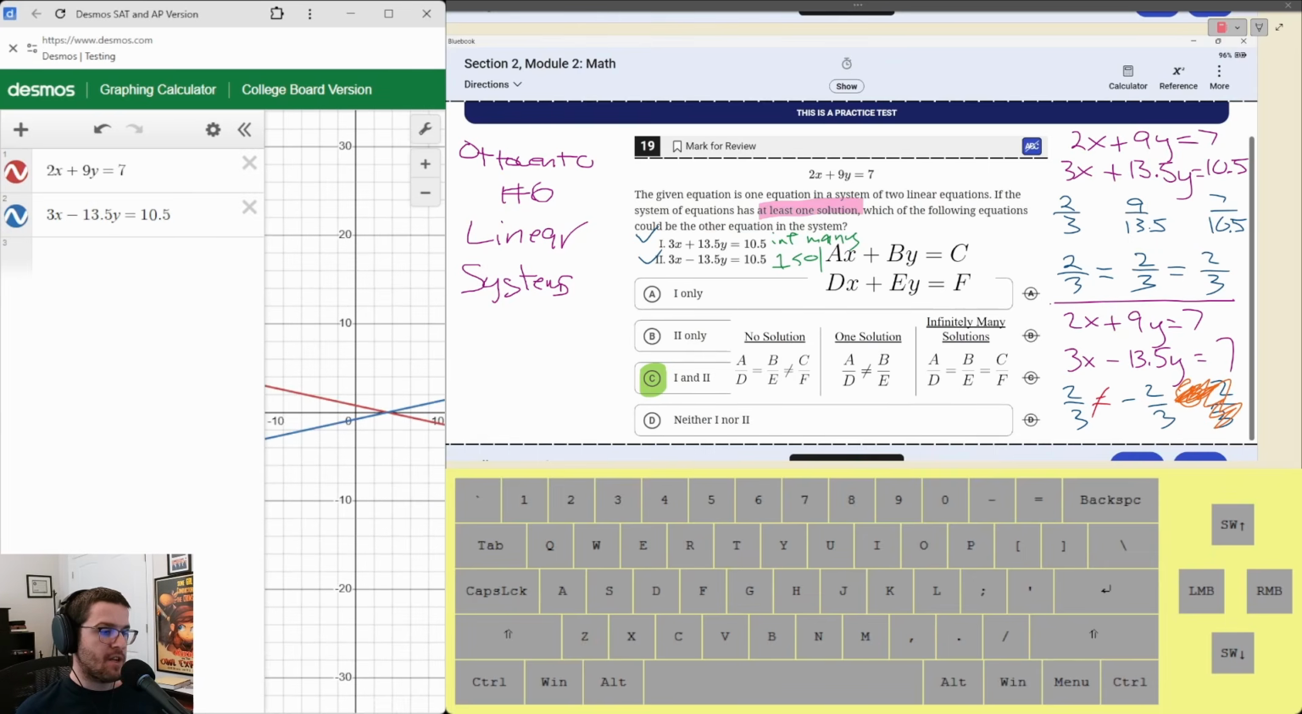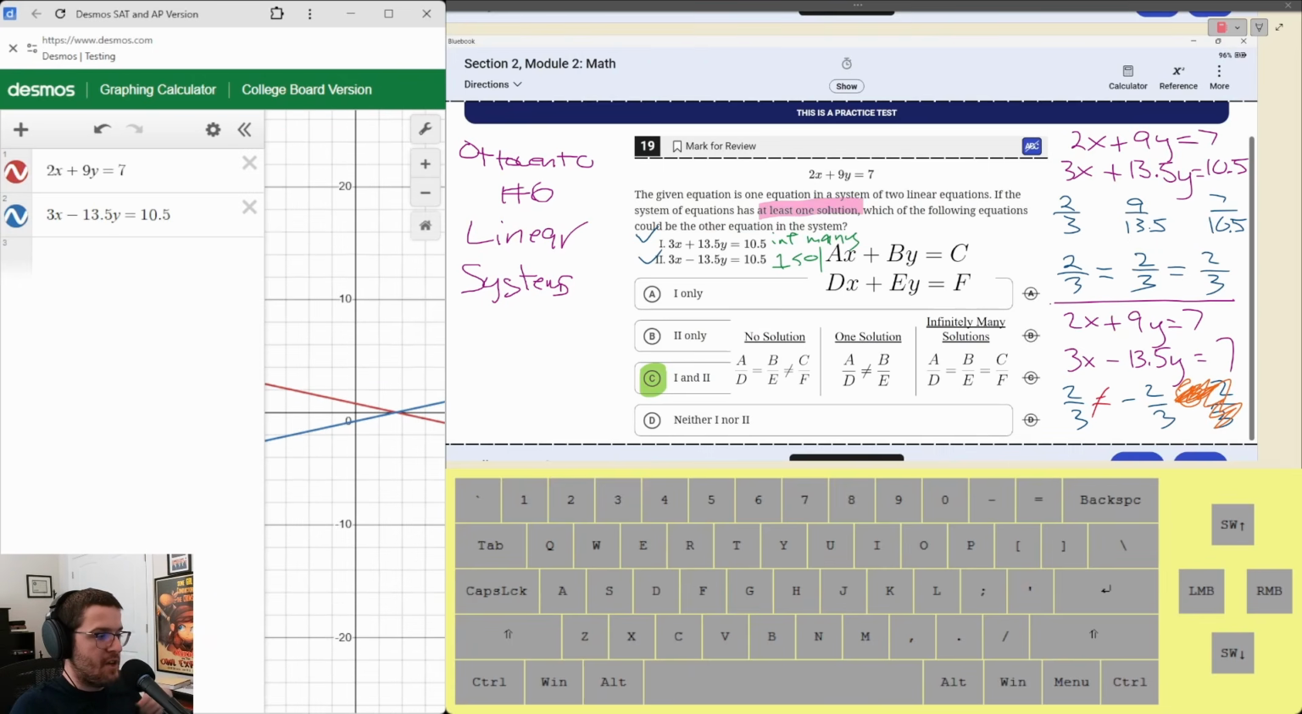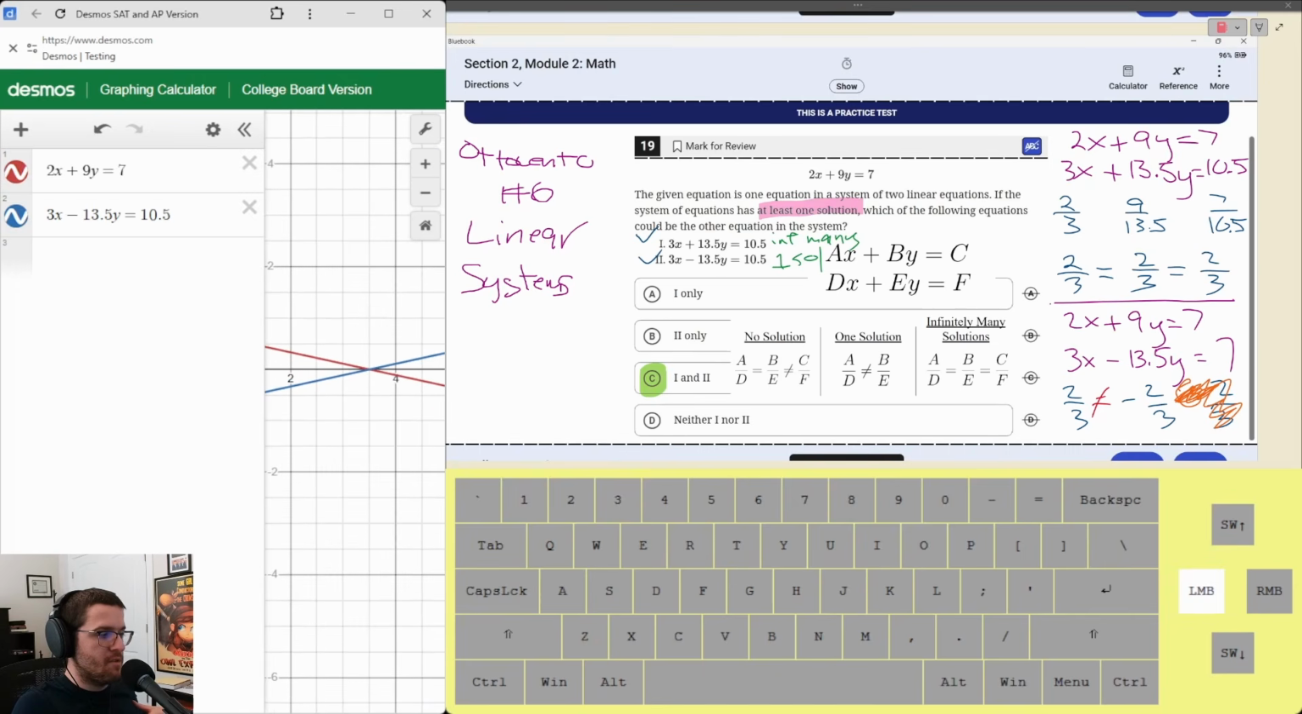And now I changed the second equation just to have that minus in front of the 13.5. And we can very clearly see that it intersects once right here. So that has one solution. So we got infinitely many and one solution. Both of those are, air quotes, at least one solution. So the answer is C.